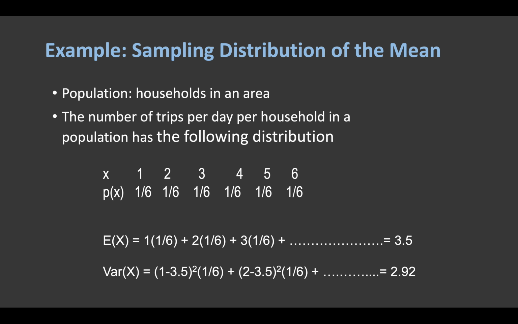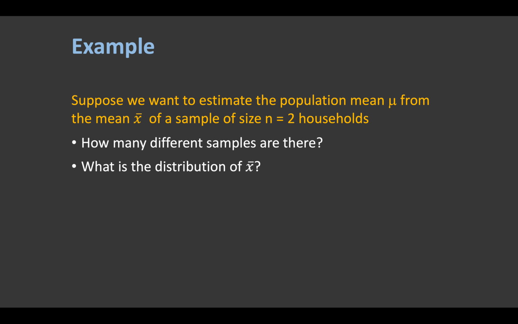After we have the expected value, we can easily calculate the variance for the entire population, which is (1 minus 3.5) squared multiplied by 1/6, plus (2 minus 3.5) squared multiplied by 1/6, and so on and so forth. That gives us 2.92. That's the variance, right? Okay, we know that.